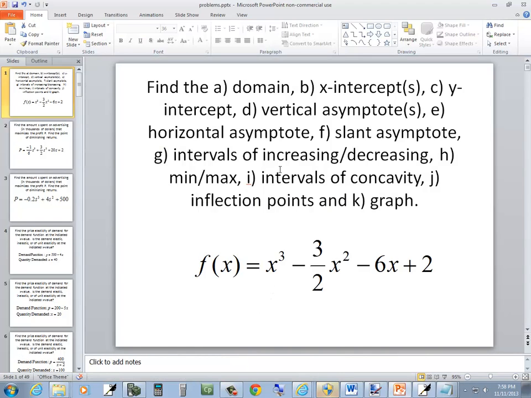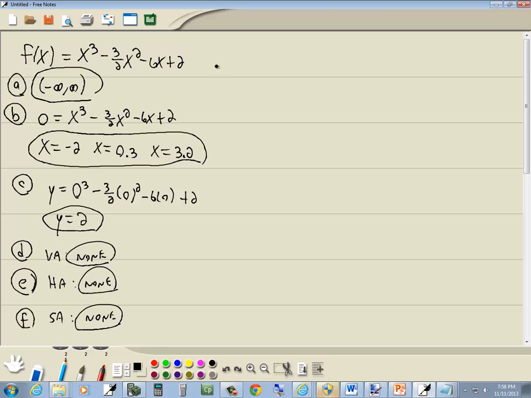Okay, so G, increasing, decreasing. We need our first derivative. So f prime: x to the third becomes 3x squared, minus 3/2 times x squared is 2x, minus 6x becomes minus 6, and then 2 drops away, which gives us 3x squared. Those 2's cancel, so minus 3x minus 6.